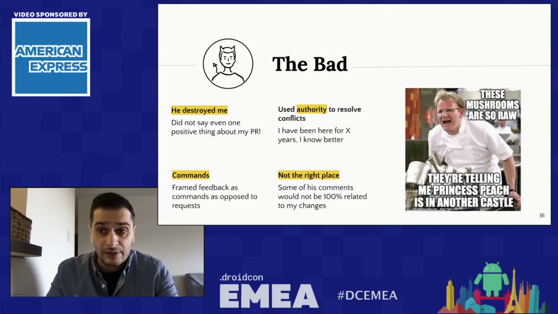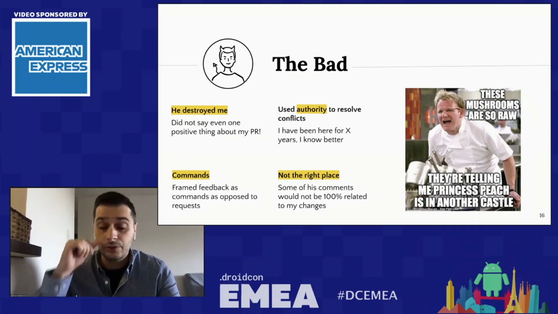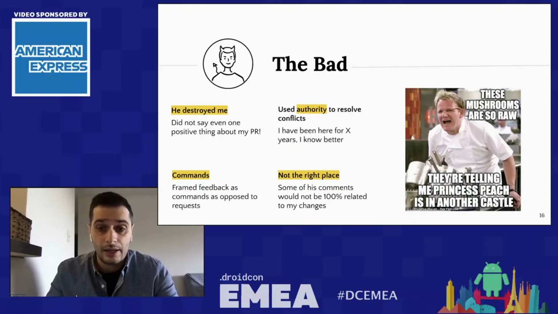Of course, the code that I wrote at that time was not going to win any awards for the best code of the year. But I did the job as best as I could. I even wrote a unit test. Unfortunately, the bad developer literally destroyed me. He didn't even say one positive thing about my PR. What he failed to realize, and this is very important, he failed to realize that this was my first baby, and this was very important to me. So I needed a little bit of hand holding. I needed a little bit of trust.